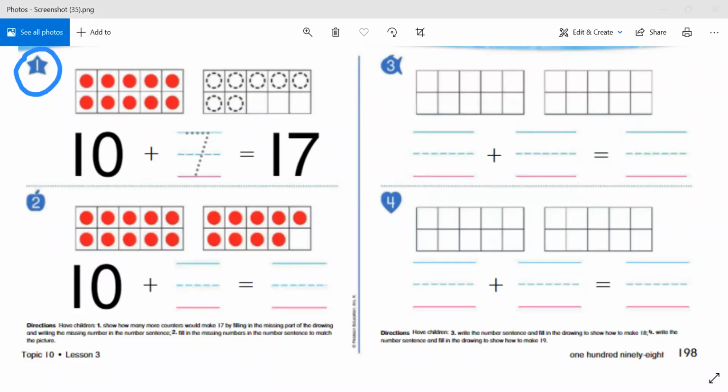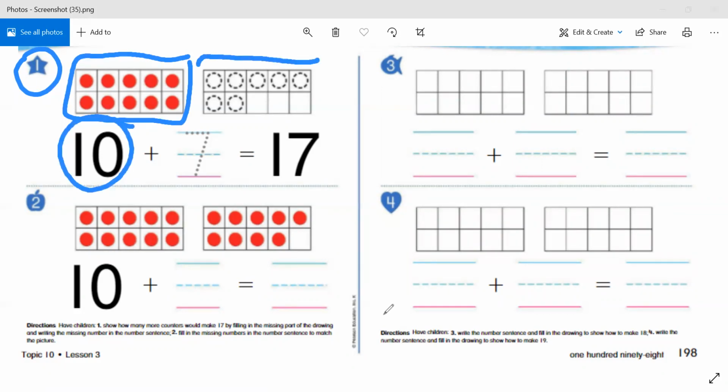So number 1 says, show how many more counters would make 17 by filling in the missing part of the drawings and write the missing number in the number sentence. So if we look over here, what do we see first? Our 10 frame is filled up. That means there are 10, so there's a 10 right here.